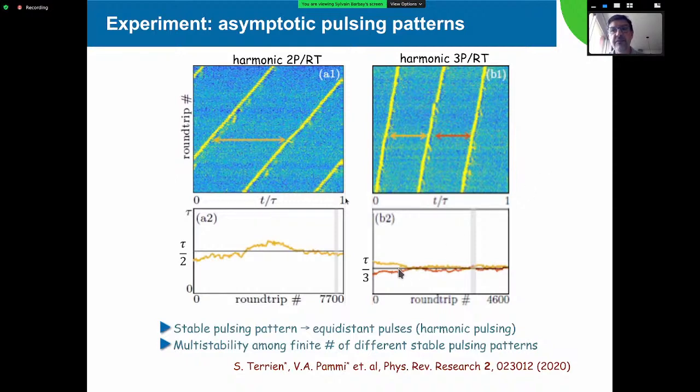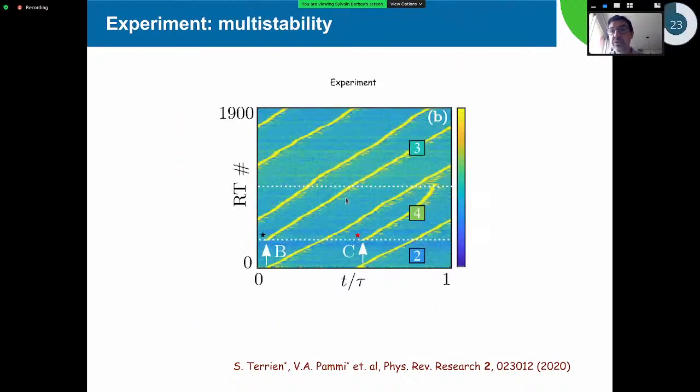And this is, in fact, a marker of the repulsive interaction in the system. If you have repulsive interaction, you need to equalize the pulses in the system. And very important, all these regimes are coexisting. So for one parameter, you can have access to a multi-stability of harmonic pulsing regimes. And how do you switch between these regimes? You just send an optical perturbation, you write down pulses, and you can switch between these different regimes.